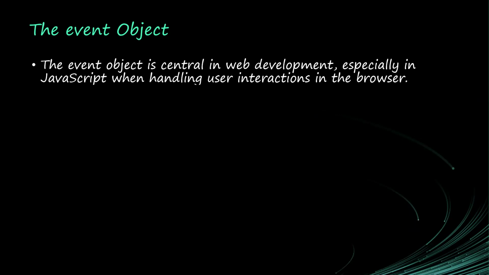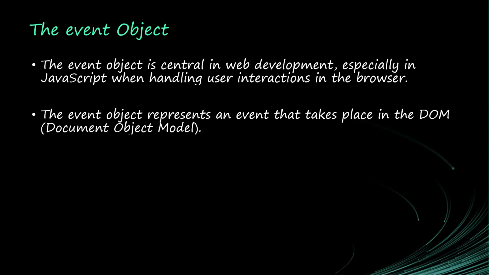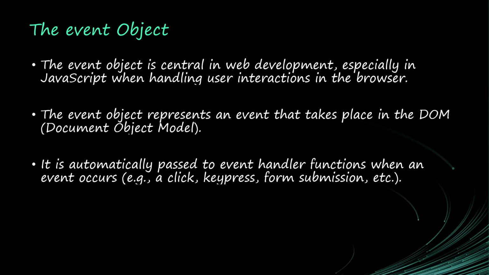When handling user interactions in the browser, you really need the event object. It is very, very central in web development. Okay, so the event object represents an event that takes place in the DOM. The event object will give you every detail of the event that took place, that event you were listening to, that event you want to handle, that event you're waiting for the user to actually fire. The event object will give you every detail about it, okay?